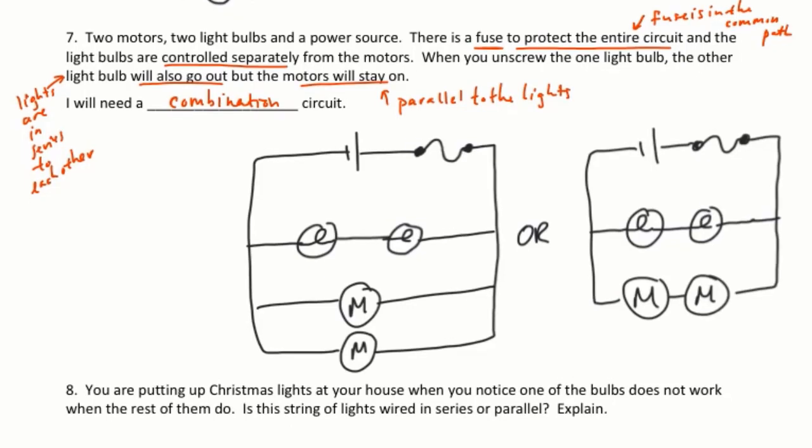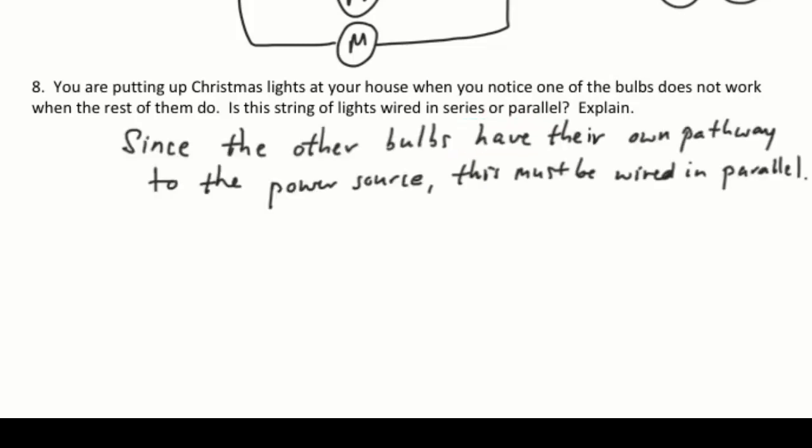Okay. One final question for practice, more of a thought question. Christmas lights being put up at your house, and you notice one of the bulbs does not work when the rest of them do. Is it wired in series or parallel? Well, I hope you know already that it must be wired in parallel, because if the one bulb has gone out, the other bulbs all still work. So they must have their own pathway to the power. Since the other bulbs have their own pathway to the power source, this must be wired in parallel.